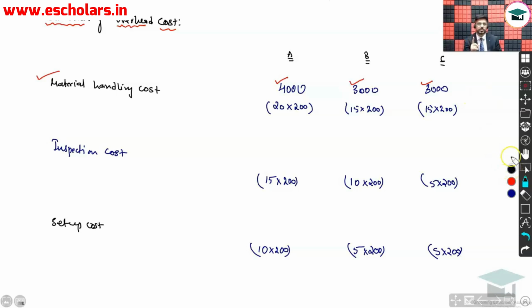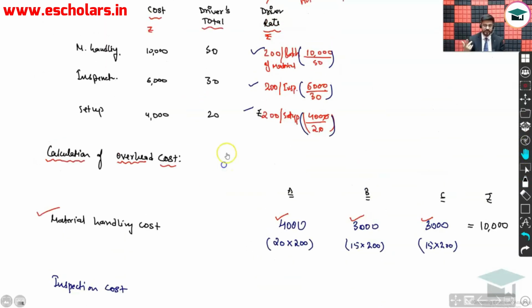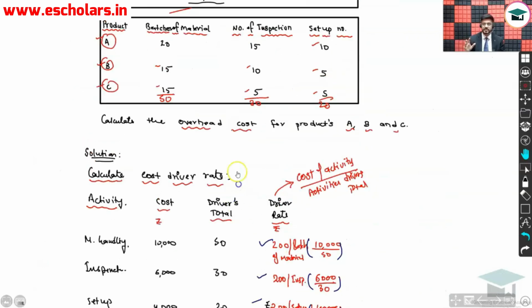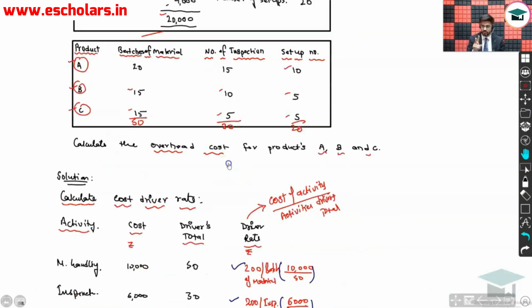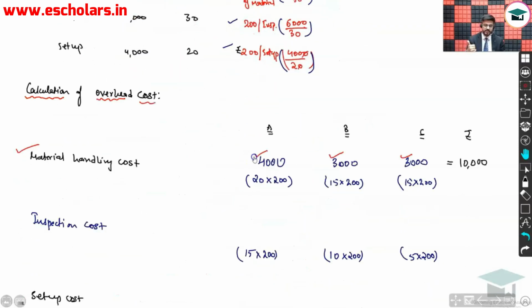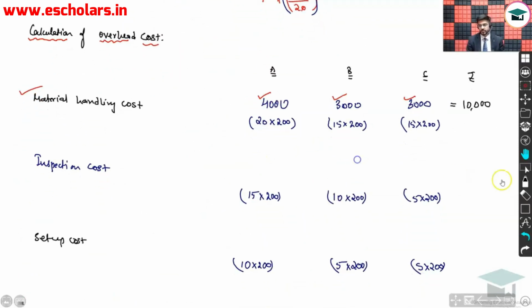Now just do one thing. This is a cross check. Take a total of these absorbed overheads. So 4 plus 3, 7 plus 3, 10,000. How much total material handling cost have you absorbed? 10,000. Now just check what is the total of your material handling cost? 10,000. So these two numbers, the absorbed cost and the cost given in the question, should match, and it will match if you have done it correctly. I hope this is clear.